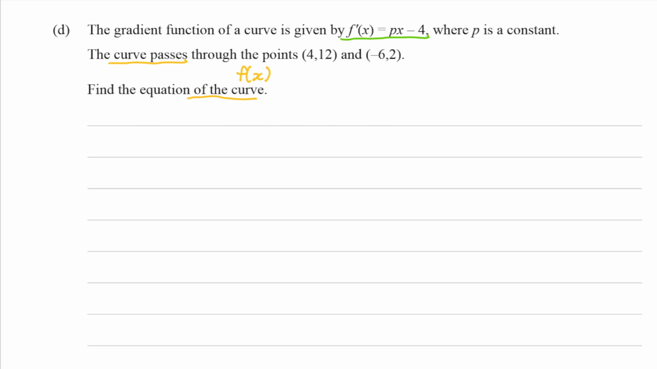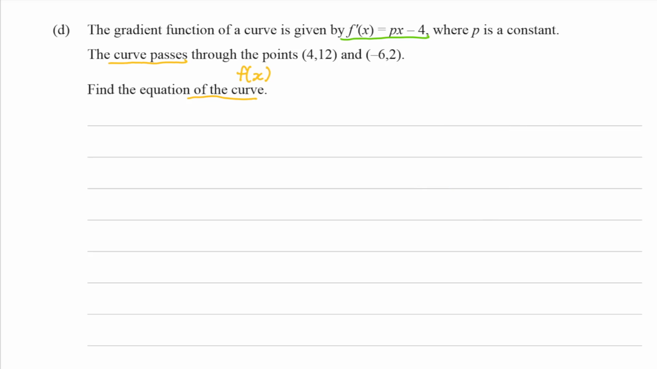So px minus 4, that's a straight line. We don't know if p is positive or negative, so it could be a positive line or a negative line. What we do know is when we anti-differentiate, we will expect a quadratic. So f of x is going to be a quadratic function. Do we know which one it looks like yet? No. At least we know where we're heading.